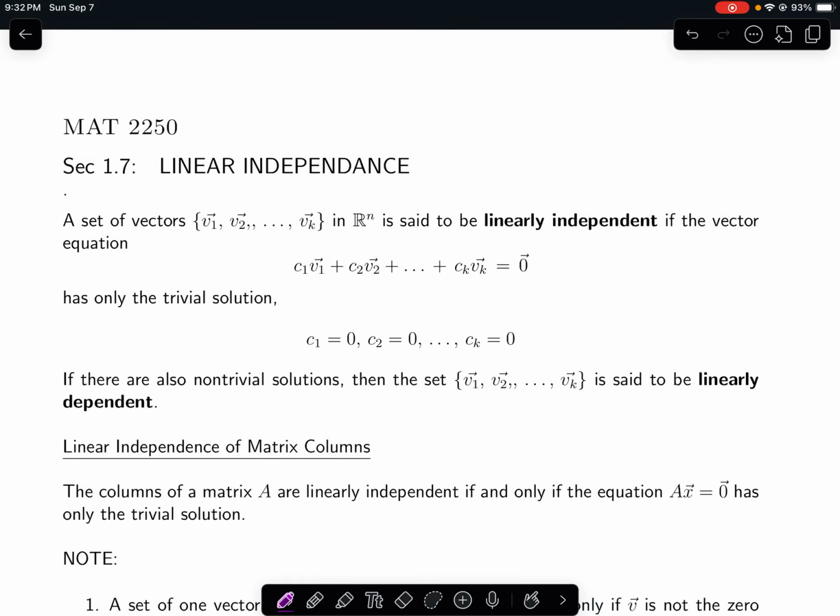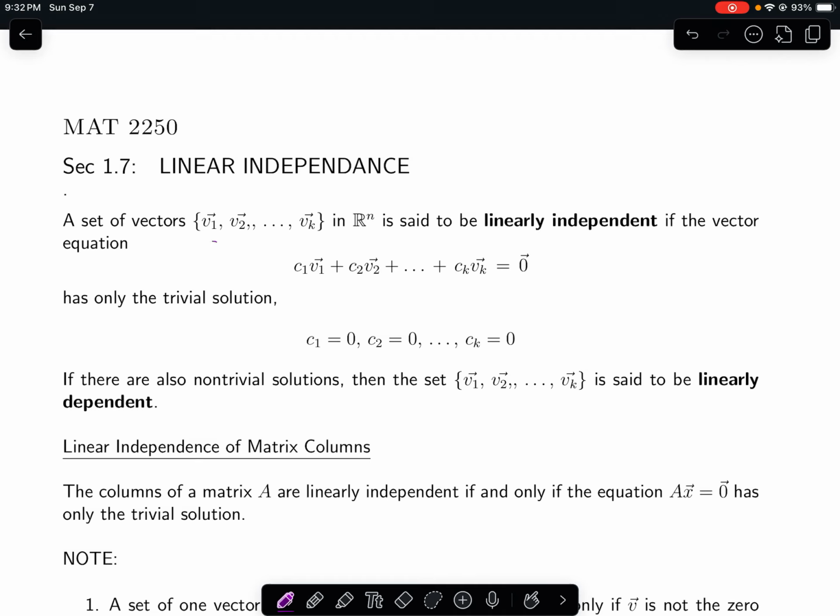Welcome to Linear Algebra, section 1.7, Linear Independence. So before we talked about linear combination, I hope you guys remember what a linear combination is. Now we are going to talk about linear independence of vectors.